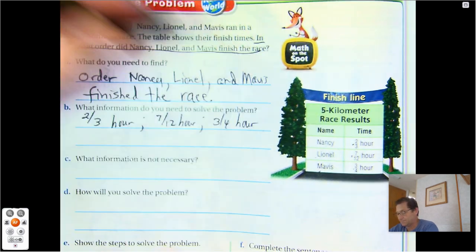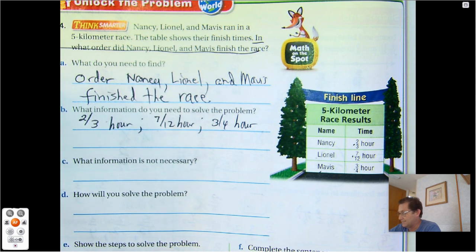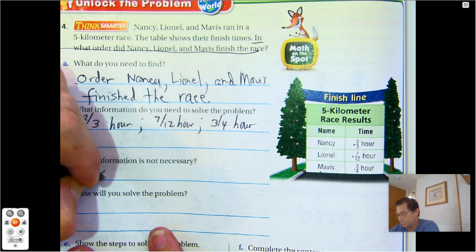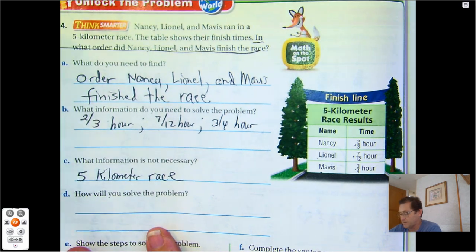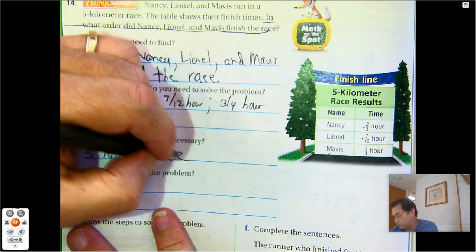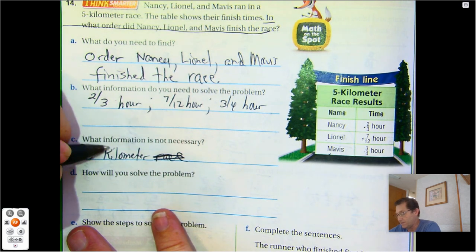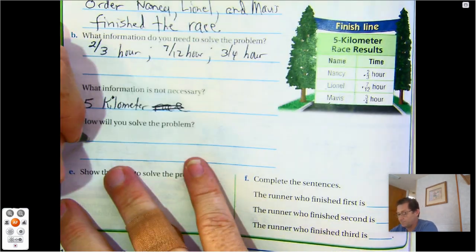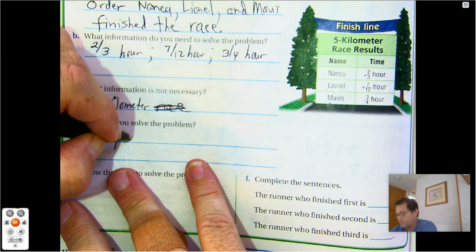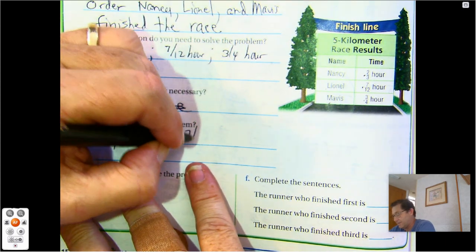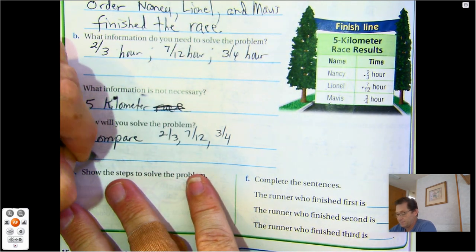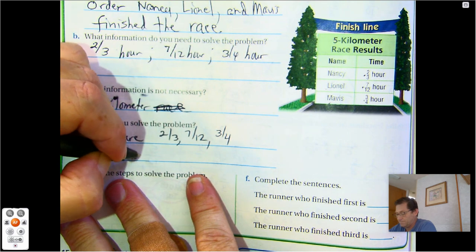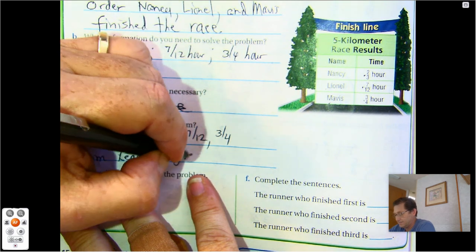What information is not necessary? The 5 kilometers. Okay, I'm not going to use the 5 kilometers. How will you solve the problem? Compare 2/3, 7/12, and 3/4 from least to greatest.